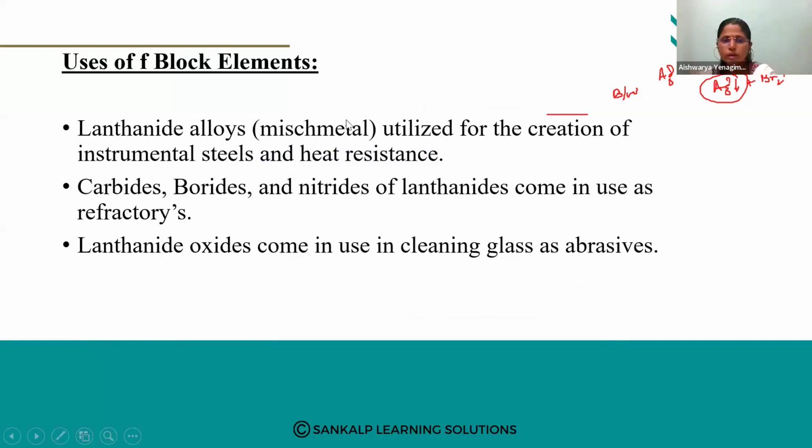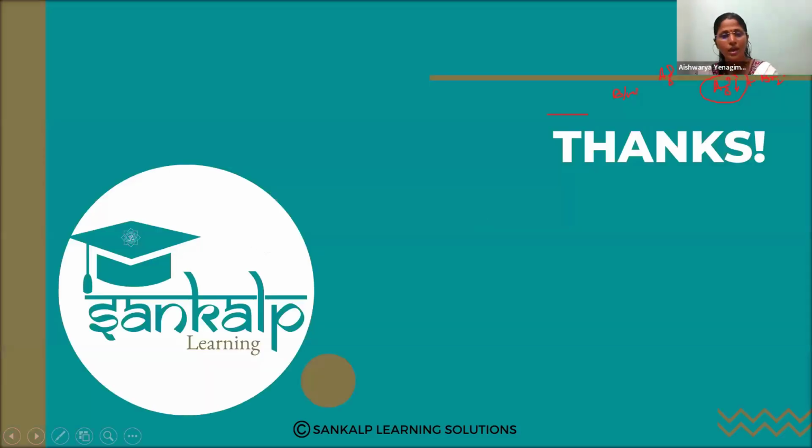Uses of f block: lanthanide alloys, mischmetal, are utilized for the creation of instrument steels and heat resistance. Carbides, borides, nitrides: we have seen lanthanum carbides, lanthanum borides, lanthanum nitrides are prepared using carbon, boron, and nitrogen. Lanthanides come in use as refractories. Lanthanide oxides are used as glass polishing abrasives. So this is all about lanthanides and actinides.